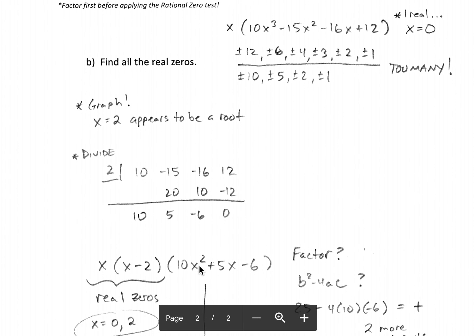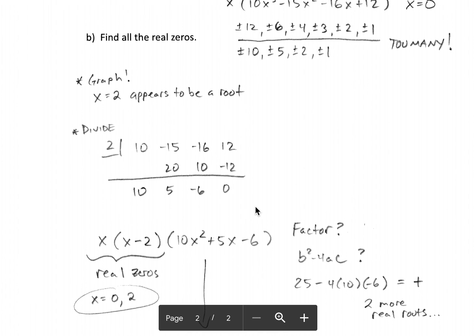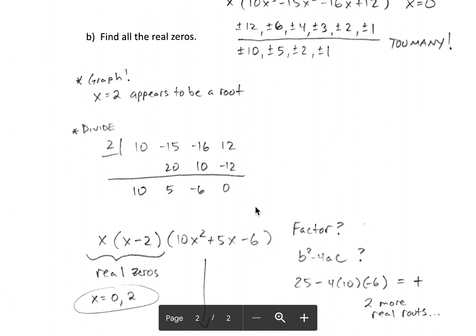Now let's list what we got so far in our factors. We have x from that original factor. We knew that 2 was a root, so x minus 2 is going to give me the factored form of that. So I got 2 real zeros happening. I need 2 more. Are they going to be real? Are they going to be rational or irrational? Or are they just going to be imaginary?